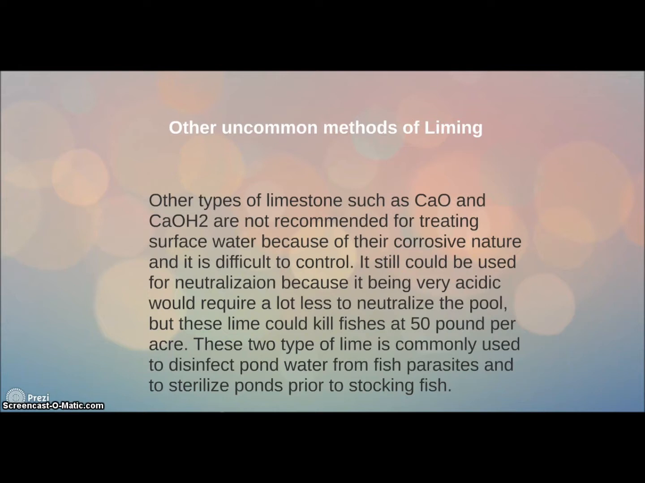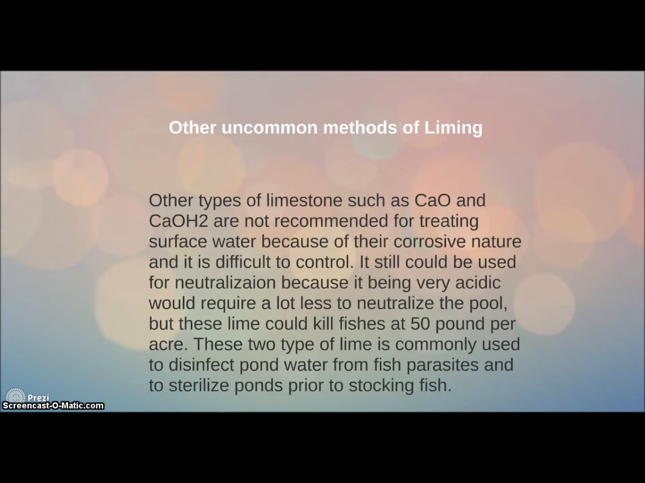Other uncommon methods of liming. Other types of lime such as CaO and Ca(OH)2 are not recommended for treating surface water because of their corrosive nature, and it is difficult to control. They could still be used for neutralization because they are very alkaline and would require a lot less to neutralize the pond, but these limes could kill fish at 50 pounds per acre.